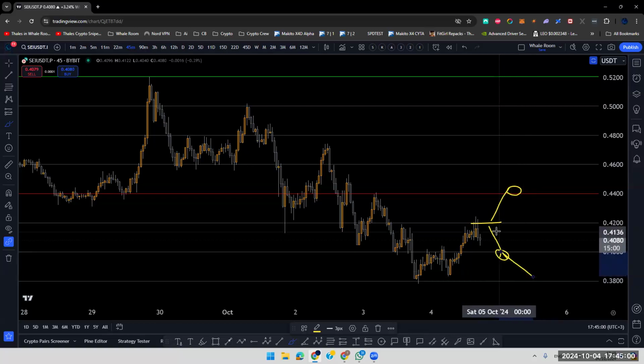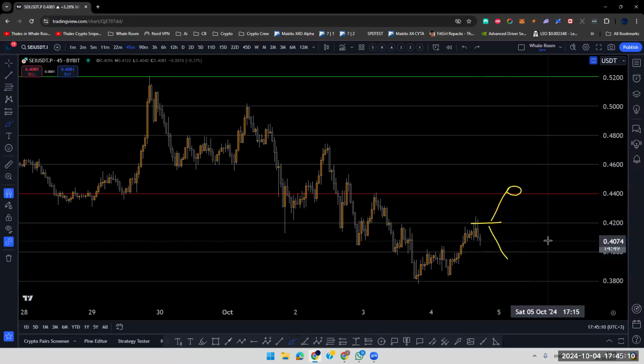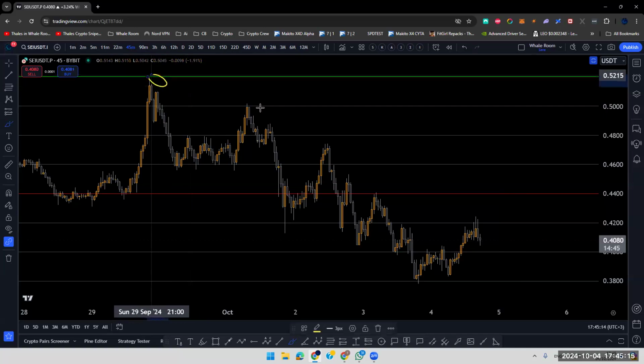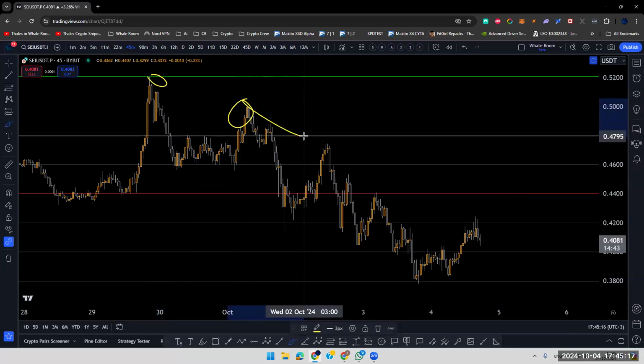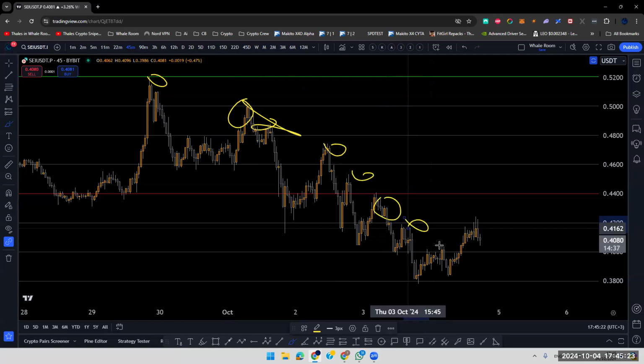Okay, so either you're going to break this level to go higher, or you're going to break this level to go lower. Nothing in between. You don't care about in between. Okay, so in general, this is your high, this is your lower high, right? Lower high, lower high, lower high, and this is the first equal highs.